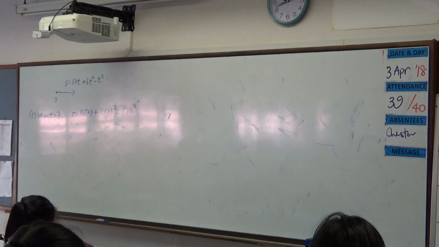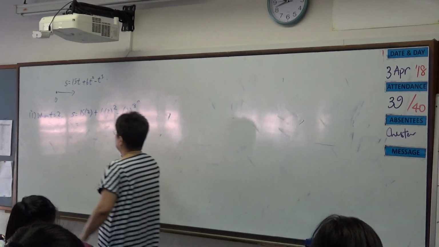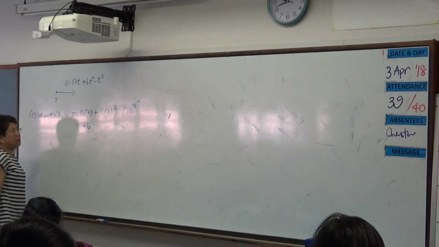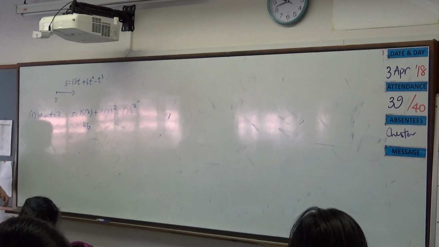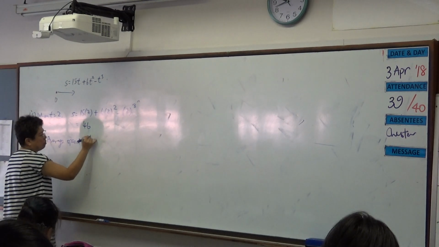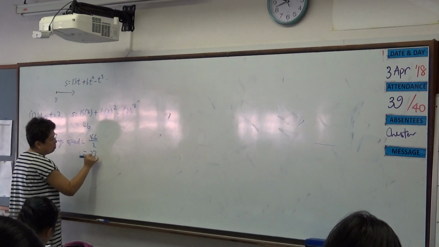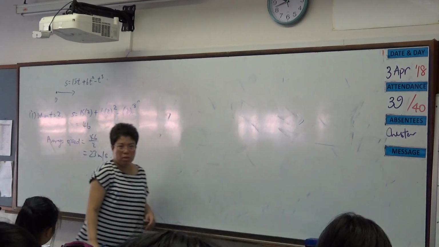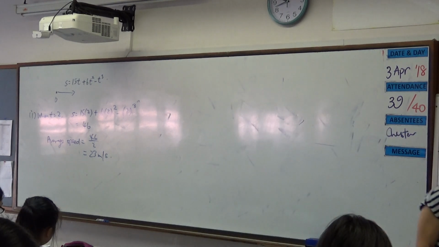What's that? 46, right? Okay. Time taken is 2 seconds, correct? So average speed. Answer? 23 meters per second. Okay, class? Now, next.